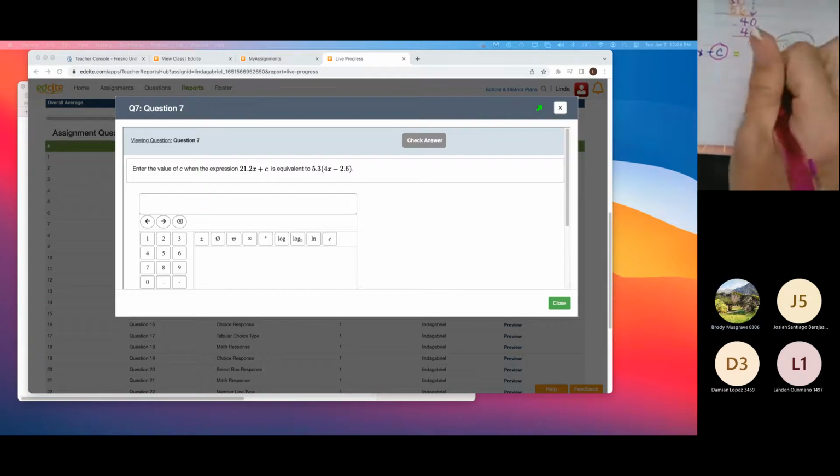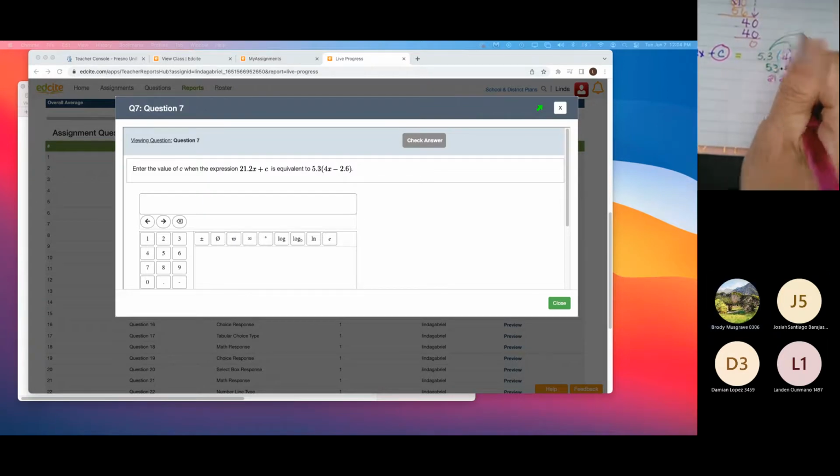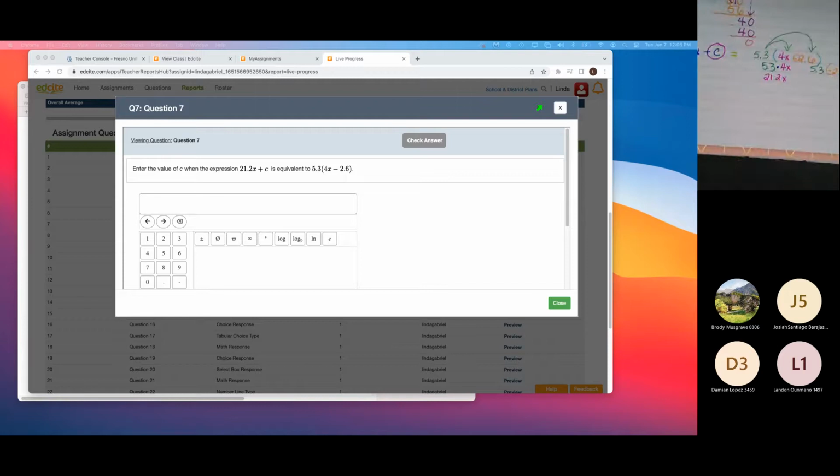I have 21.2. I tell you guys all the time, you can use a calculator, but I want you to know how to not use a calculator. If you want, I can do the math, 5.3 times 4. I figured I'd save us some time. Do you guys want me to? All right. 5.3 times 4.